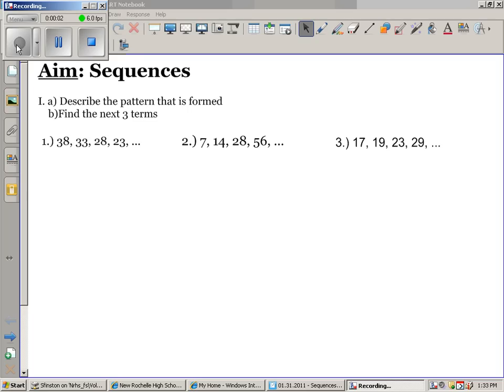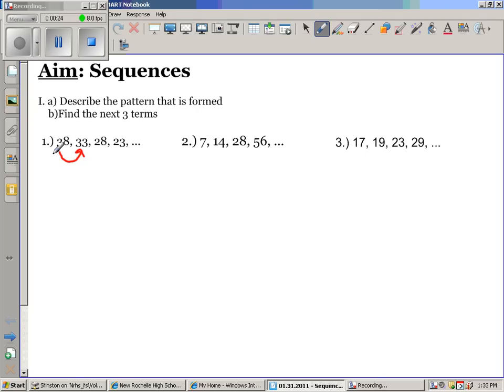So today's topic of discussion, we're going into sequences. Sequences will take us a week to cover. It's all about patterns. Describe the pattern that's formed. You got questions. We got numbers 1, 2, and 3. Let's tackle this first one. Does anybody see a pattern here for this first one?